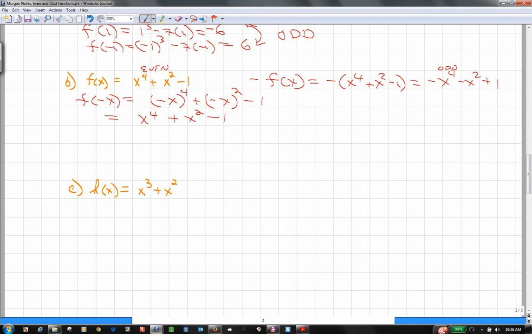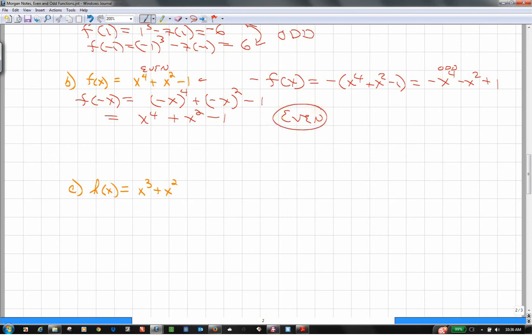Let's see what it matches. x to the 4th plus x squared minus 1. That's the same as what I started with, so that would have to be an even function. Changing the value of x to a negative value didn't change the value at all. So that's even.